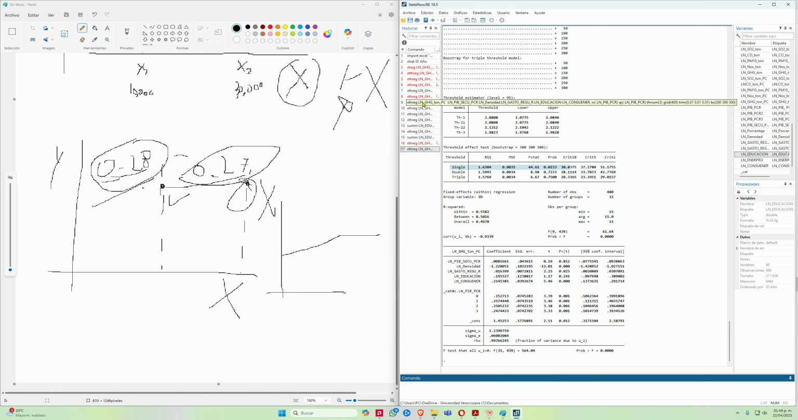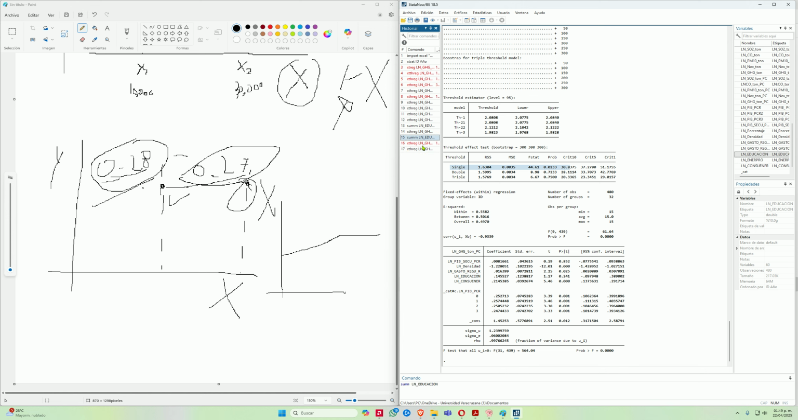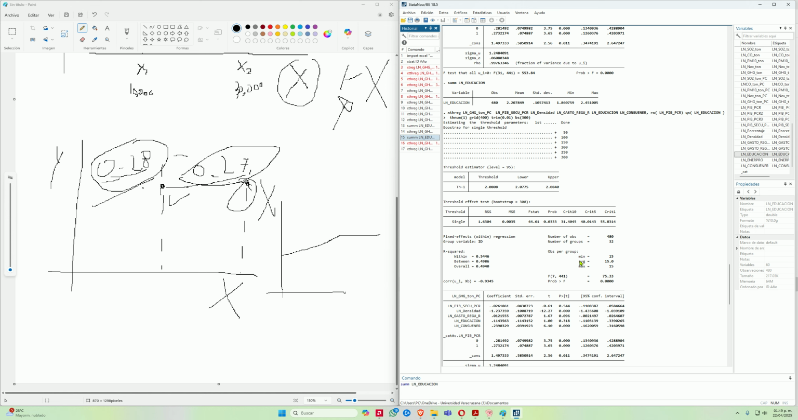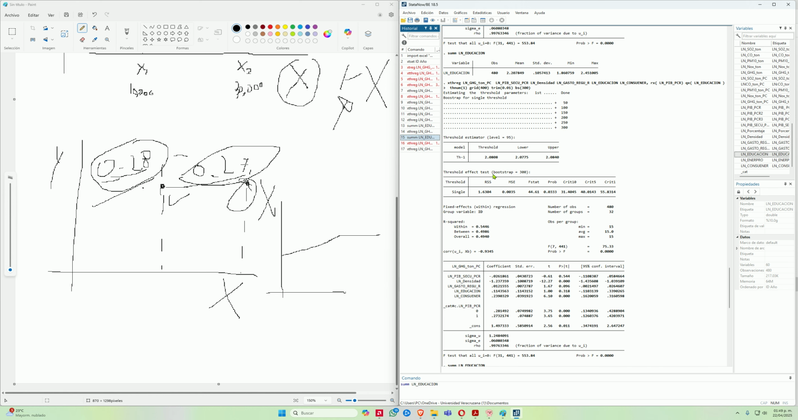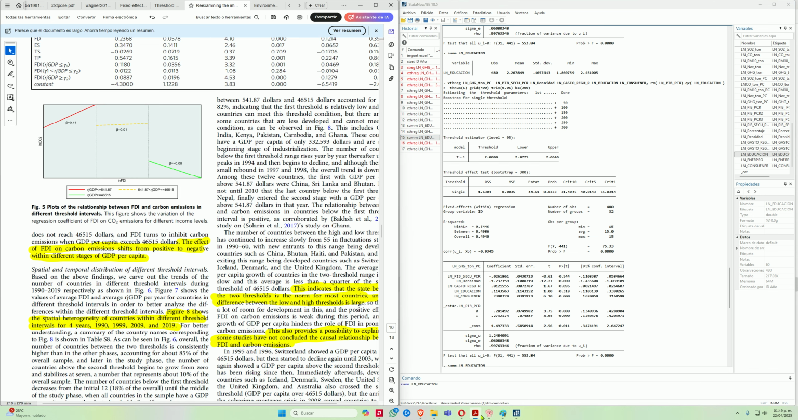Okay, so we go back to this model, and this is the correct model. These are the basic things of how a threshold model works.